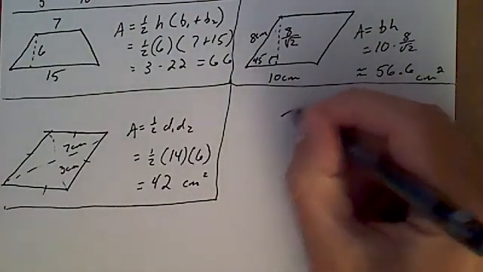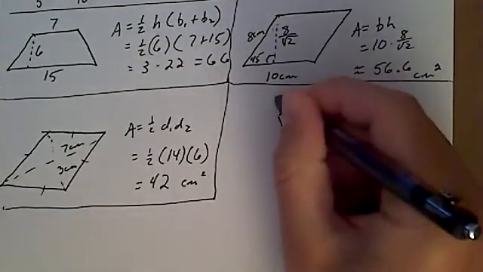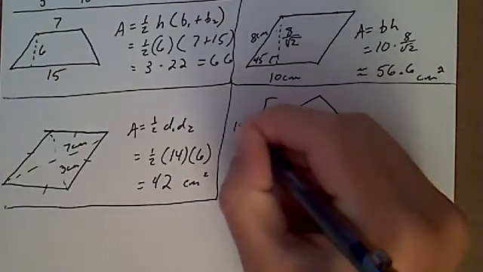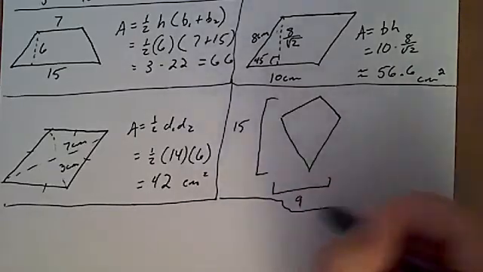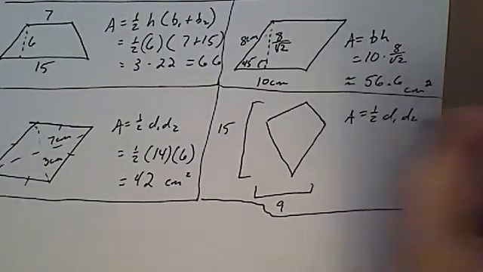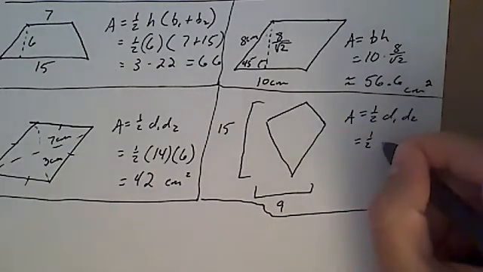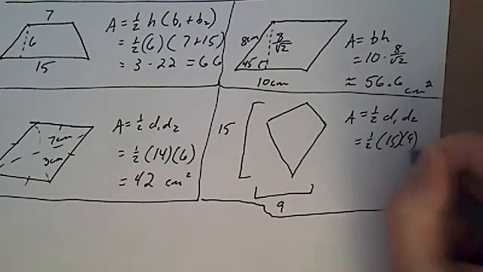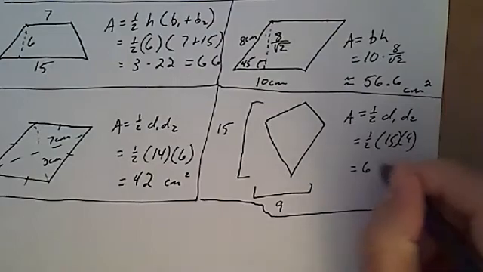How about for a kite? Let's say we're given a kite, 15 and 9. Now remember, the area of a kite is the same way that we find the area of a rhombus. So area is 1/2 the product of the diagonals. So it's 1/2 of 15 times 9. And we get 67.5.